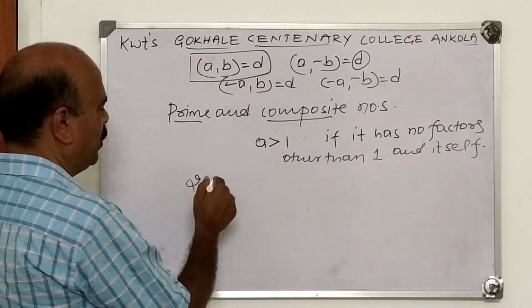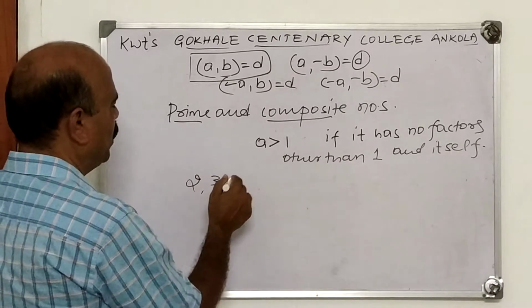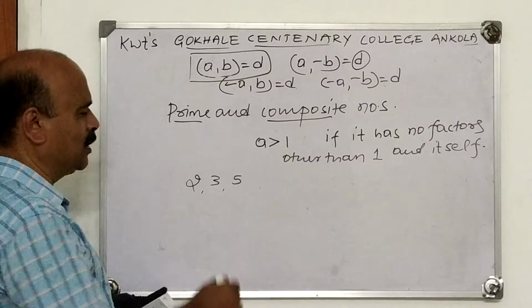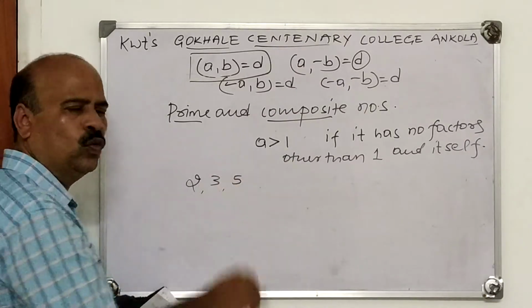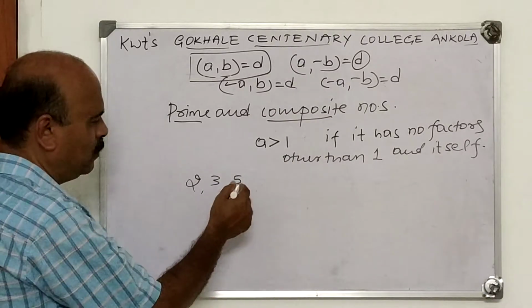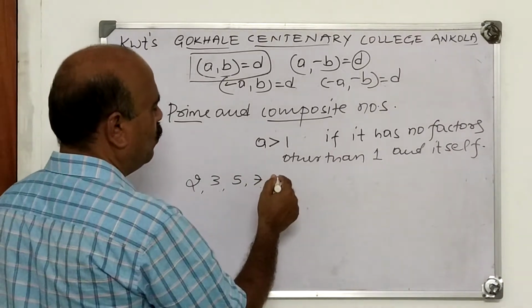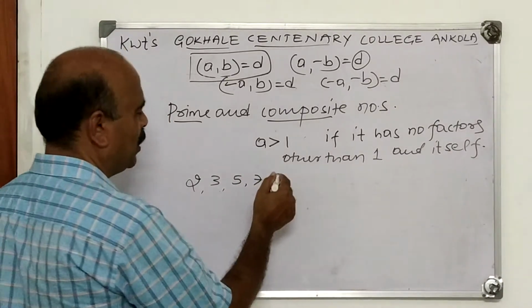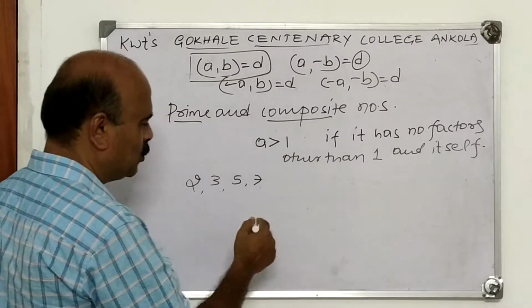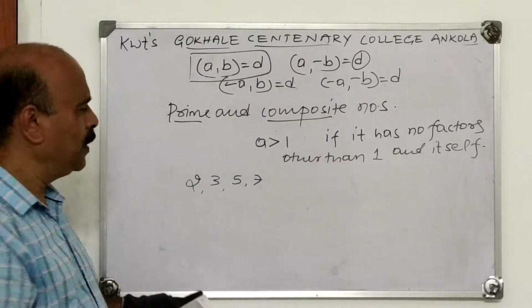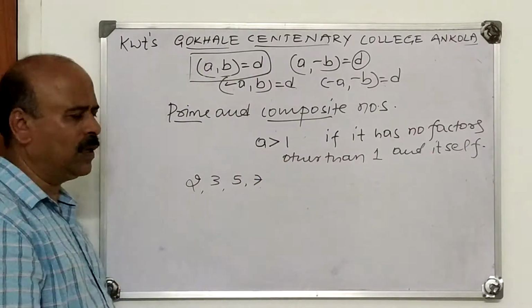2 is a prime number, 3 is a prime number. What about 4? Not a prime number because it has a divisor other than 1 and 4. What is that? 2. Follow this one. 5 is a prime number, 7 is a prime number. What about 8? 8 is not a prime number. 9 is also not a prime number. See the difference between odd number and prime number. Every odd number is not a prime number.